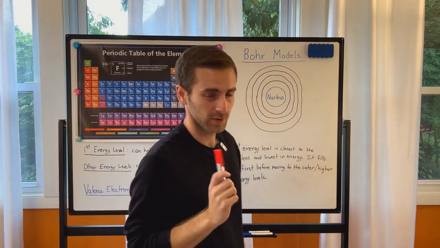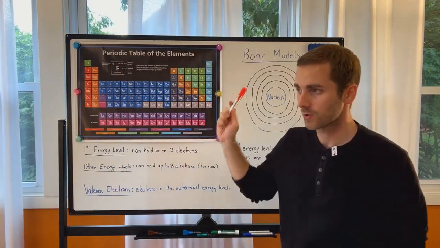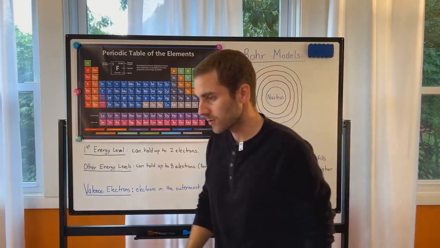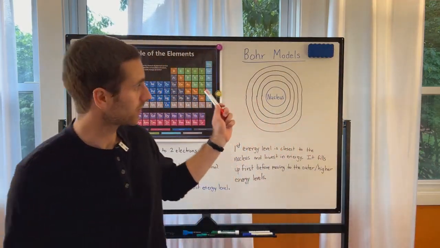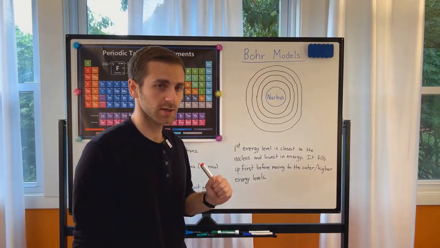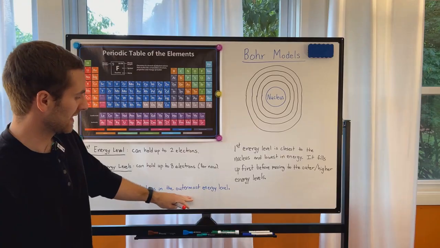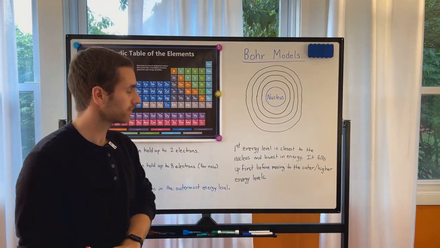Alright, so building on the last video about Bohr models, in this video I'm going to talk about valence electrons. Probably the most useful thing about Bohr models is that they allow us to see how many valence electrons an atom has, which are the electrons in the outermost energy level.